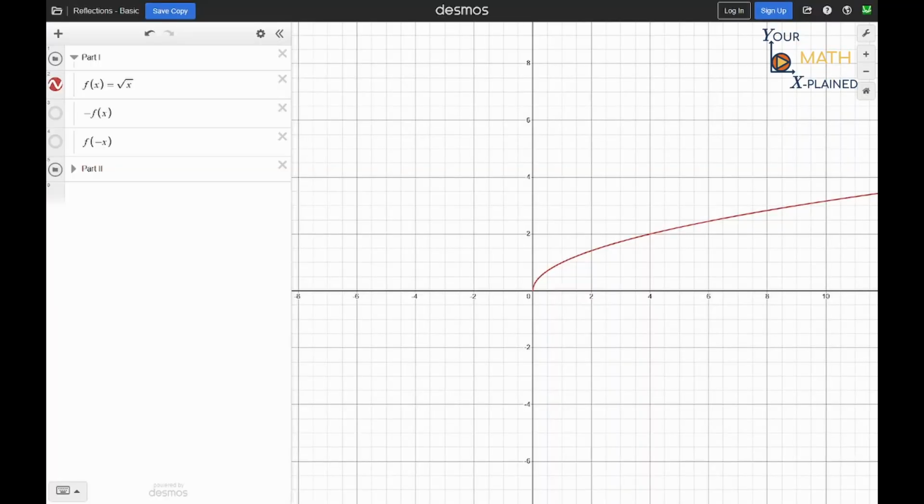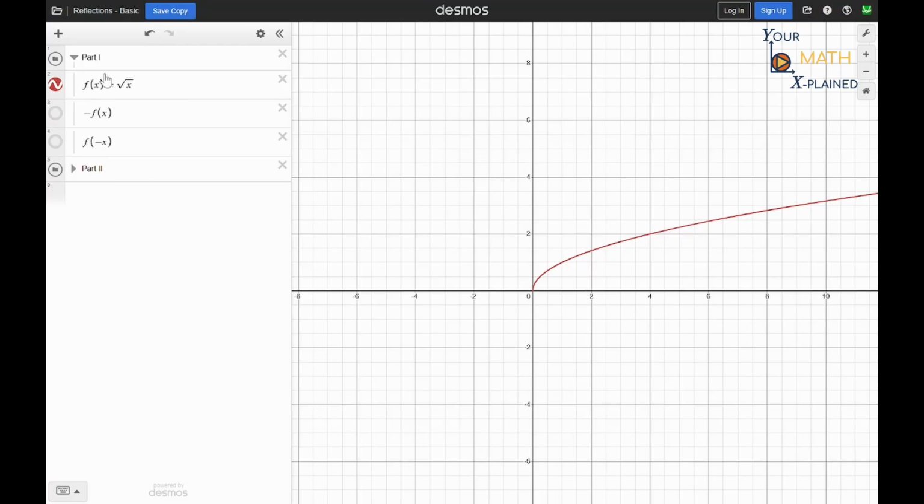My name is Angela, and today we're going to be talking about reflections of functions. In this video, we'll break down horizontal and vertical reflections of functions. You'll learn how to create new graphs from an equation, as well as reflecting existing graphs. So let's get started with a Desmos demonstration.